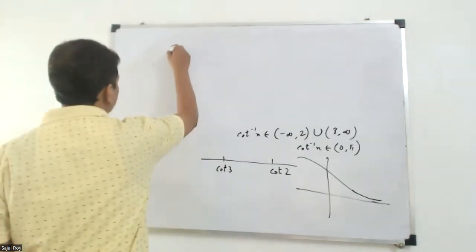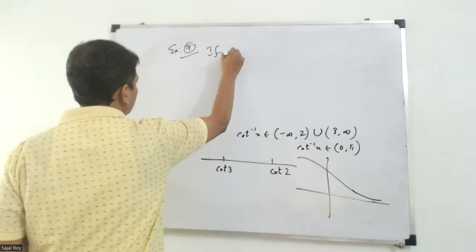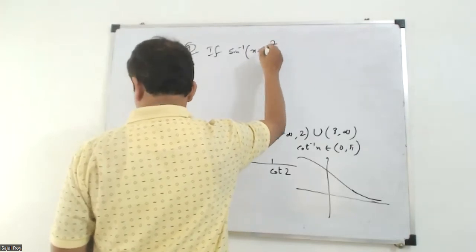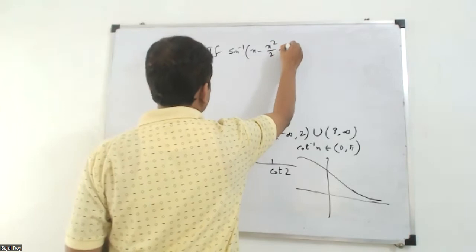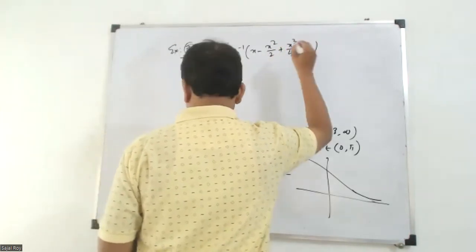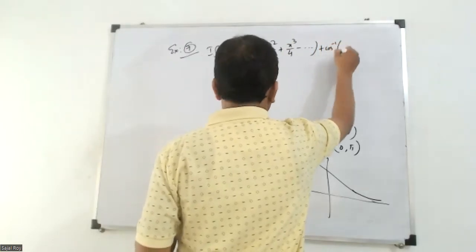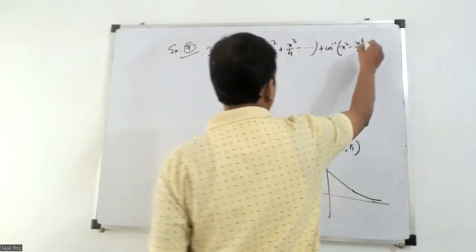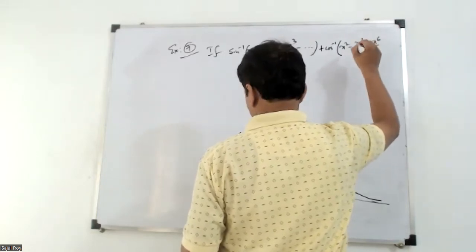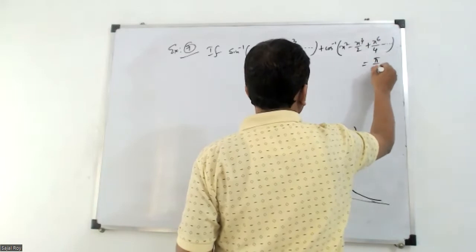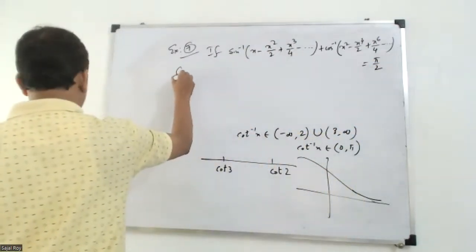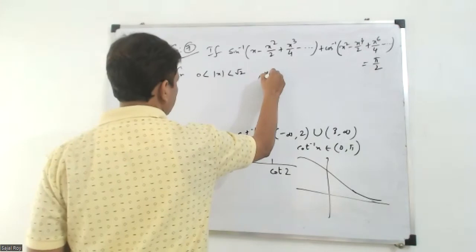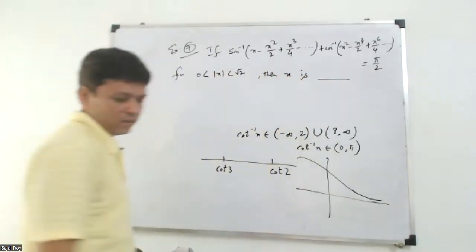If sin inverse of x minus x squared by 2 plus x cubed by 4, plus cos inverse of x squared minus x to the power 4 by 2 plus x to the power 6 by 4, equals pi by 2, for 0 less than mod x less than root 2, then we have to get the value of x.